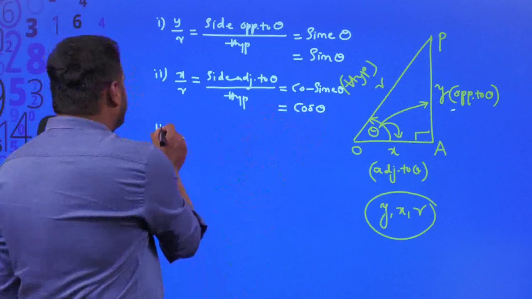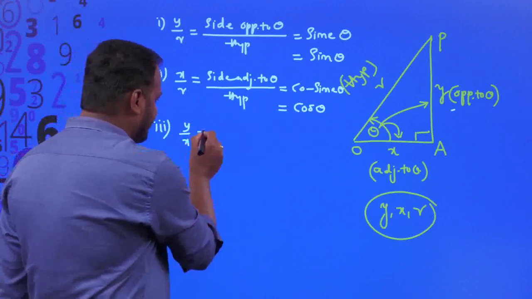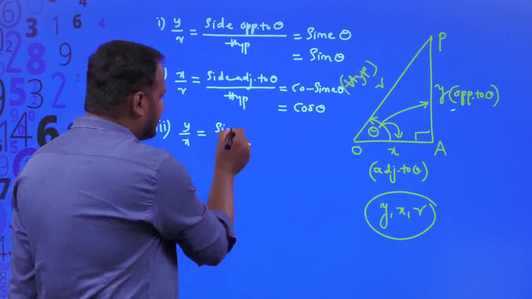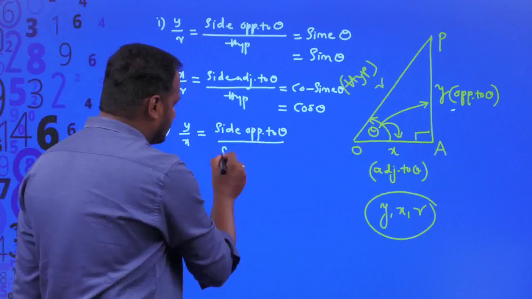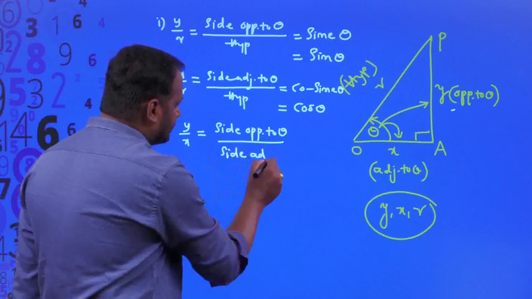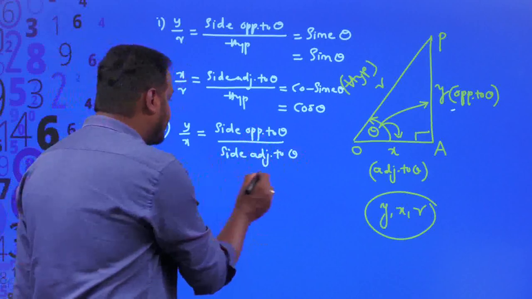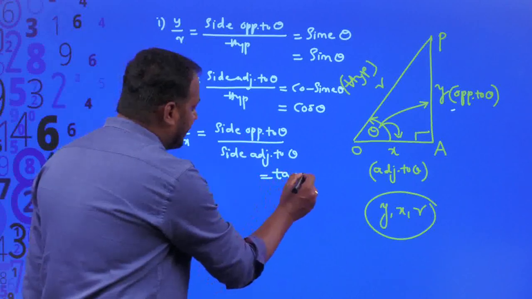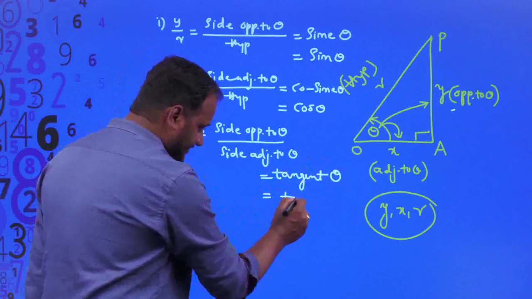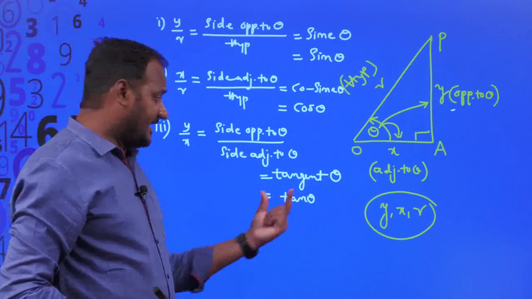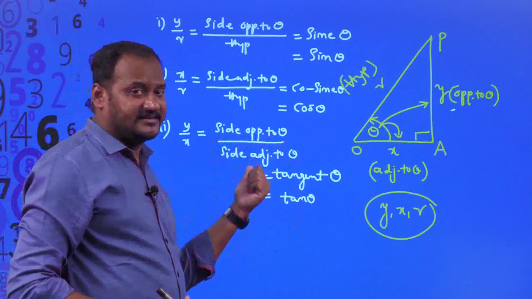Coming to the third ratio, it is the ratio between y and x. Here y is the side opposite to theta divided by x, the side adjacent to theta. Side opposite to theta by side adjacent to theta is named tangent theta, and briefly you can write it as tan theta. So tan theta is the ratio between side opposite to theta and side adjacent to theta.